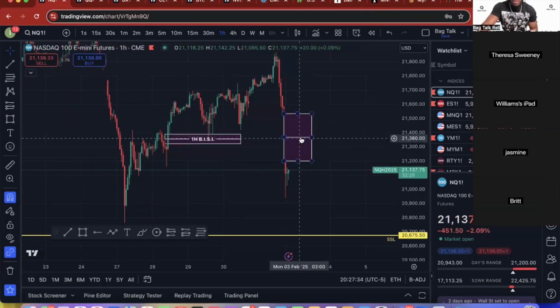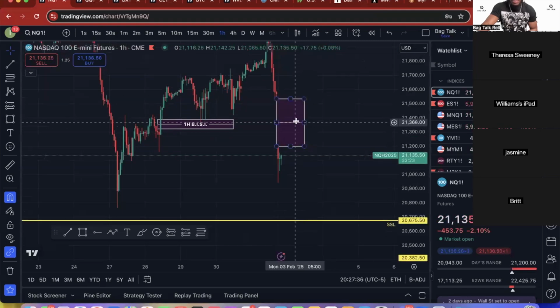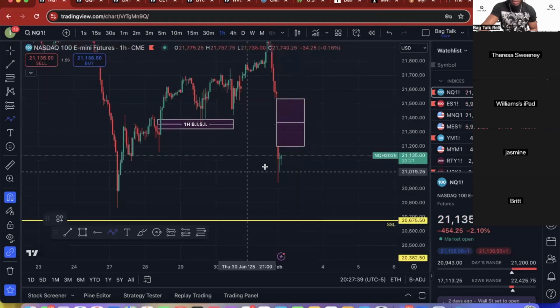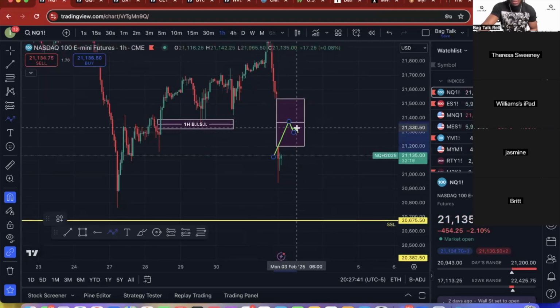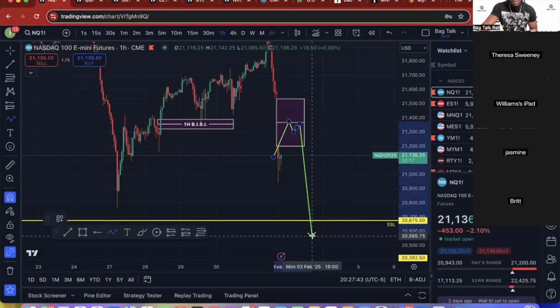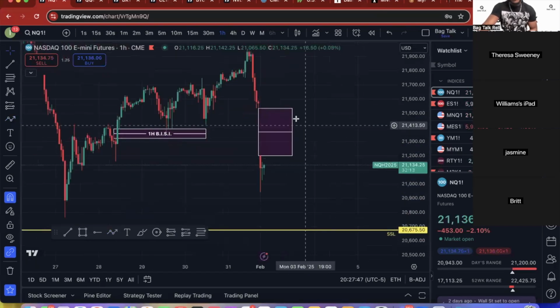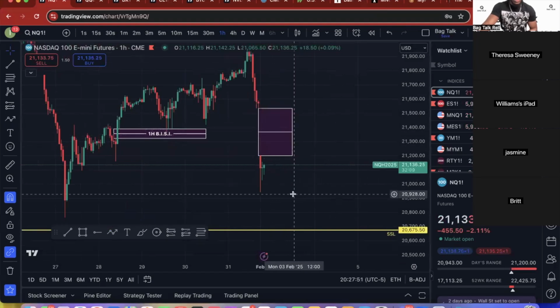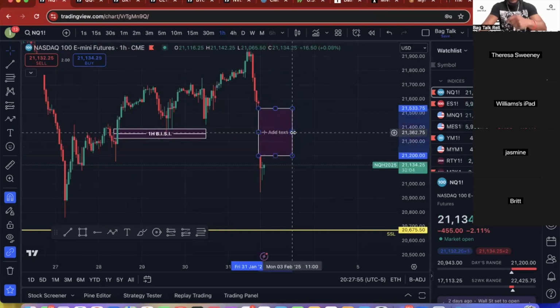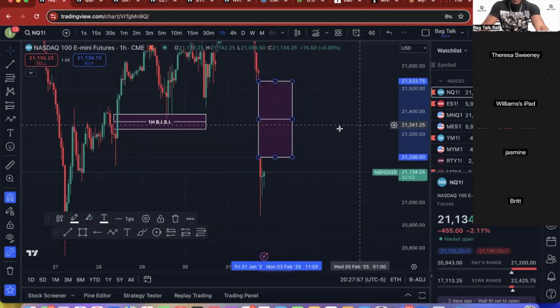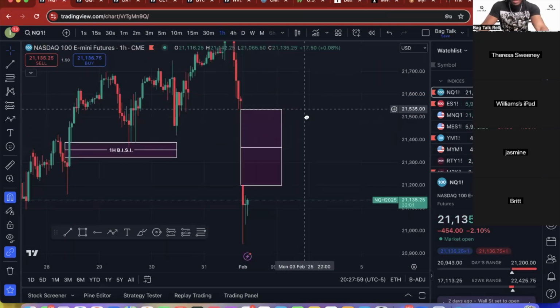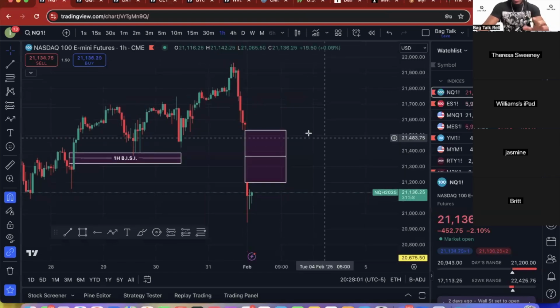If price could hold the 50% of this gap, that would be a very good sign for downside. So if we could come here, hold this area, and then come down, I would love to see that. I don't really want to see it fill in the whole gap, personally. I want to see it reject around the 50% or lower, ideally, before I get super bearish on the market.